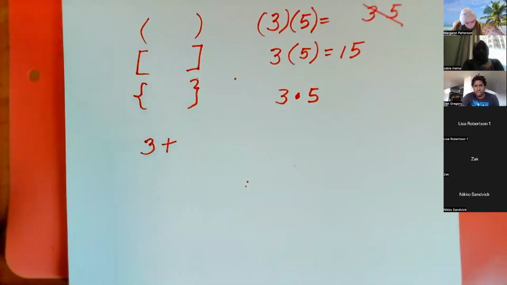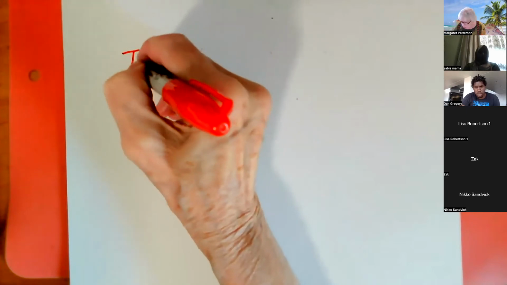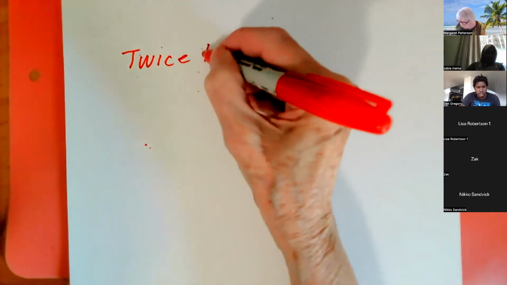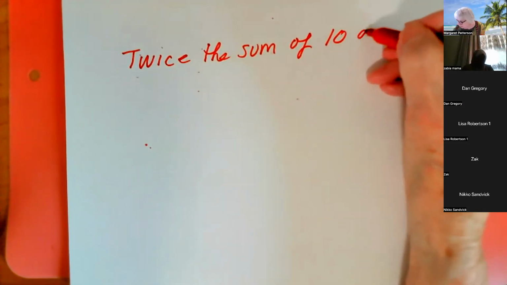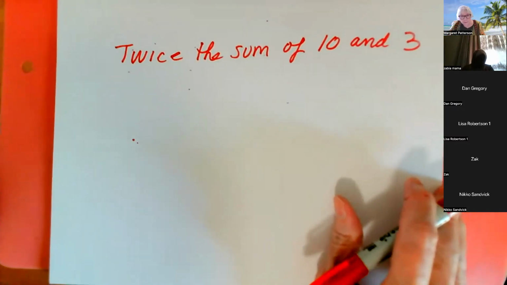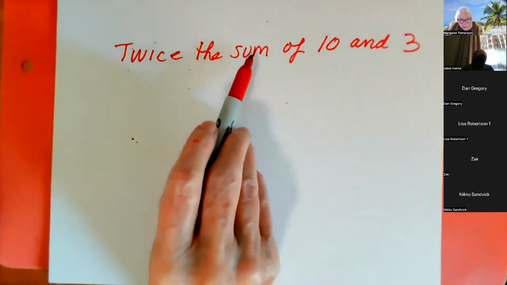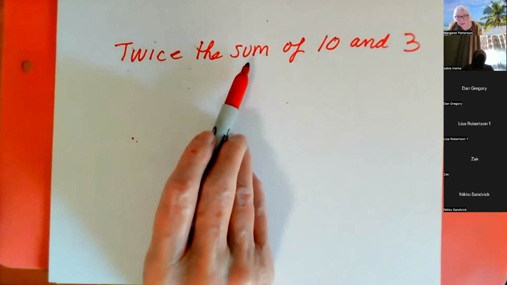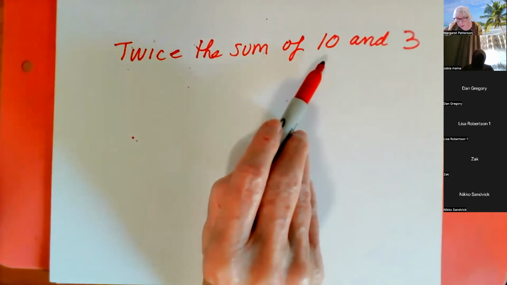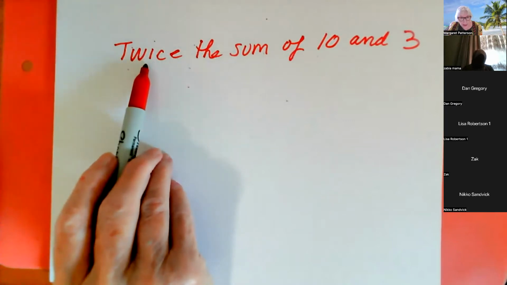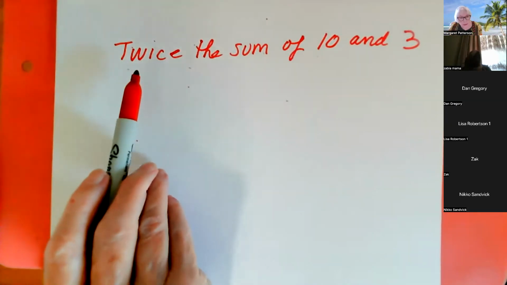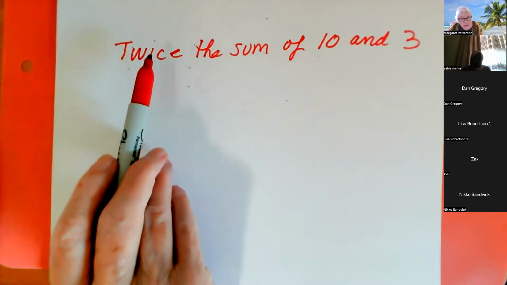Okay. There are a few problems that have to do with word problems, and I want to go over a few of these. Twice the sum of 10 and 3. Now, this is where you're going to have to remember this because sum implies addition. But there's two things going on. You've got to do twice something. And so there's a few problems in 1.7 that will ask you to do this.